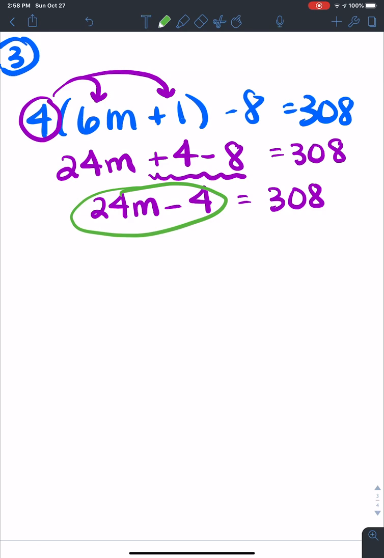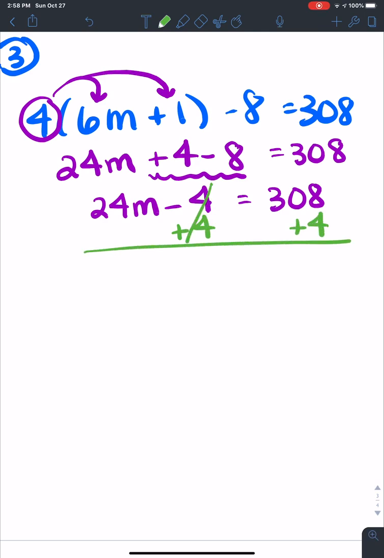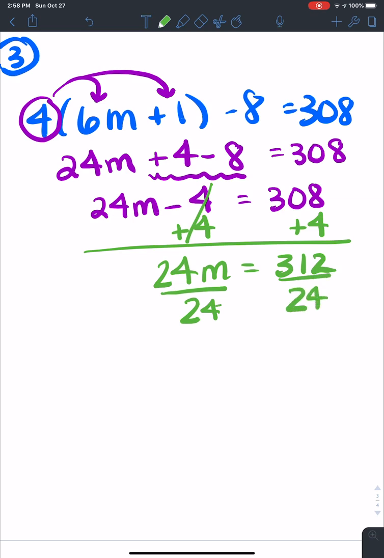So this is the side I'm focused on because it has the variable. And I'm looking at the piece on that side that does not have the variable with it. So that is the minus 4. So the opposite of subtracting 4 is adding 4. So these cancel. 24m and 312. And then to get the m alone, I'm going to have to get rid of that 24. So instead of multiplying by 24, I divide by 24. So I get m equals 13.